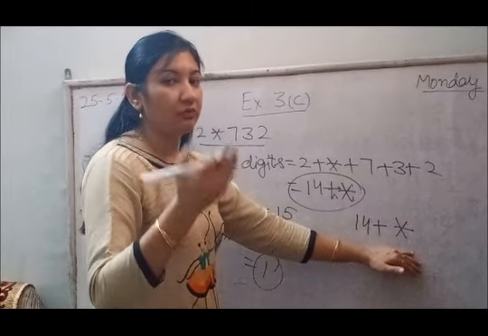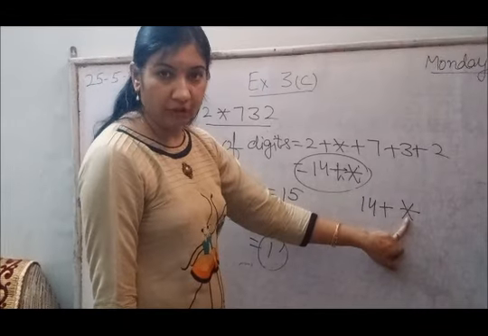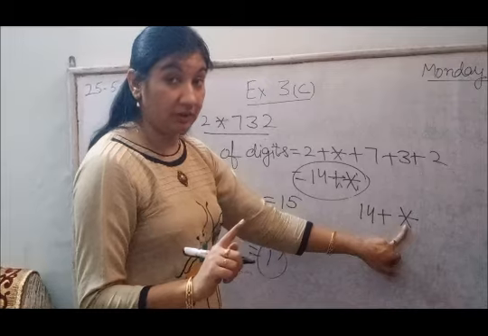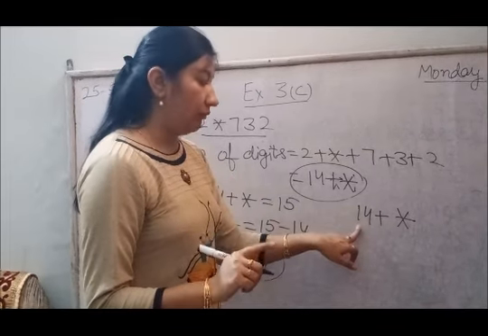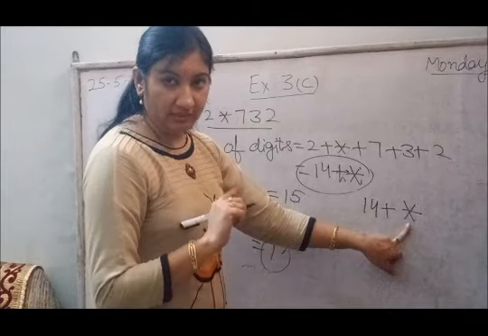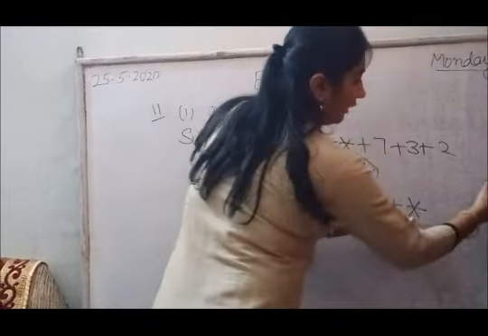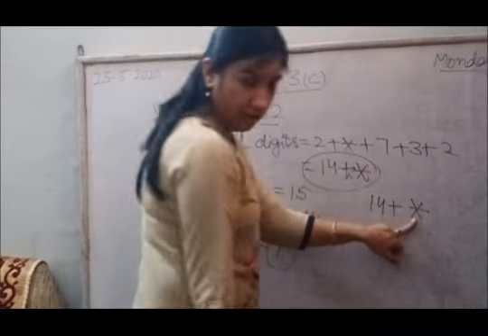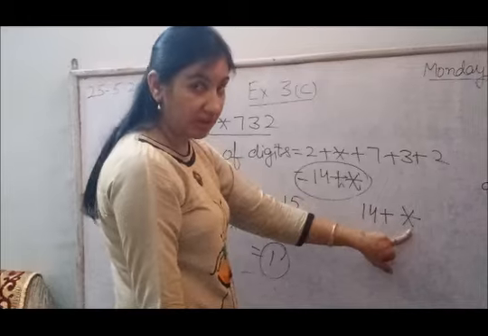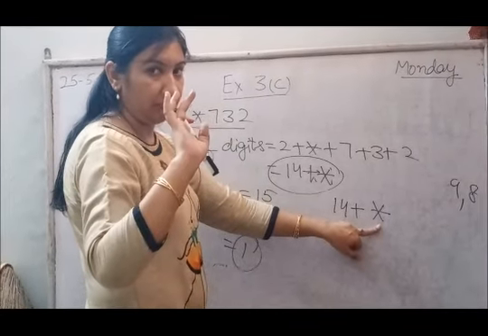Why? Because 9 is the greatest one digit number. 14 plus 9, what will you get? 23. That is not divisible by 3, so the greatest number can't be 23. Now come to 8. 14 plus 8 is 22. Again that is not divisible. We have tried 9 and 8. Now come to 7. 14 plus 7 is 21.